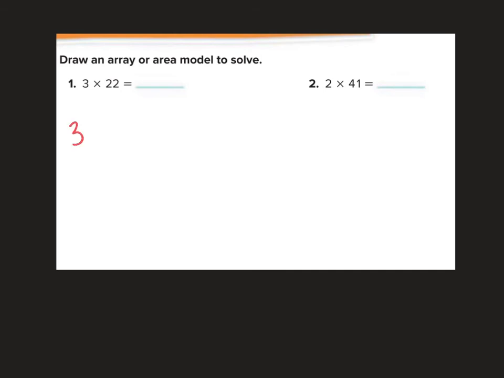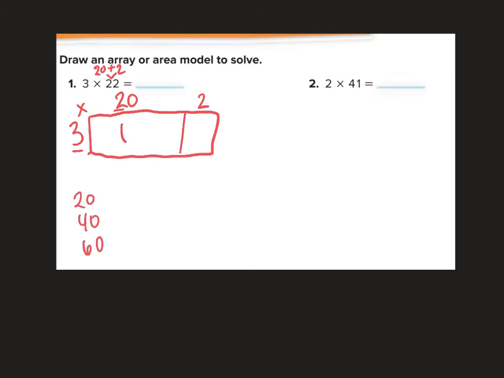So 3 times 22. Break 22 into 20 plus 2. Then I'm multiplying 3 times 20. If I have 3 groups of 20, I'd go 20, 40, 60. That's 60. 3 times 2, 3 groups of 2, 2, 4, 6. So 60 plus 6 equals 66. So that means 3 times 22 is 66.